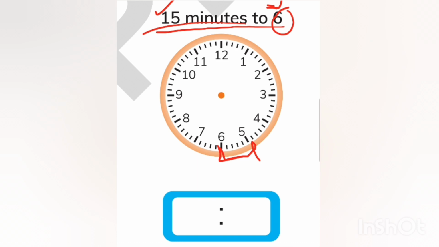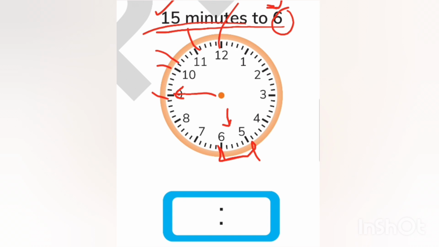Okay, so here we will write 5. The small needle will be between 6 and 5 and the big needle exactly on 9. Look, after this one: 5, 10, 15 and then there will be 6 o'clock. The big needle will be exactly on 12 and the small needle will be exactly on 6. Then it will become 6 o'clock.